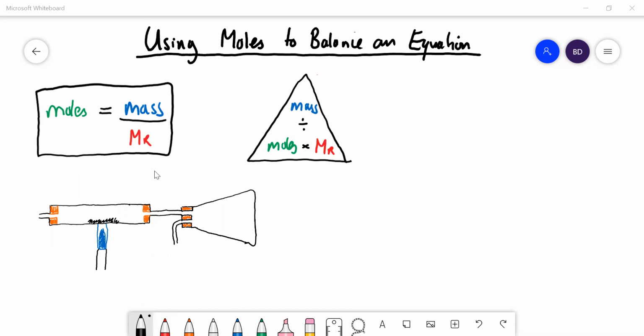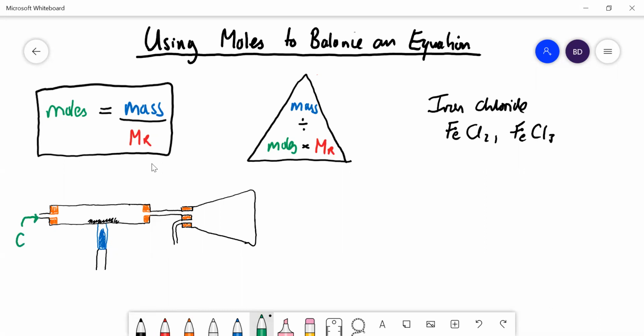Now, there are two different iron chlorides. There's iron 2 chloride, FeCl2, and there's iron 3 chloride, which has the formula FeCl3. And we can make iron chloride in the lab. You have a stream of chlorine gas coming into this tube, and here we've got our iron metal, some iron filings probably, and you heat it up really strongly.